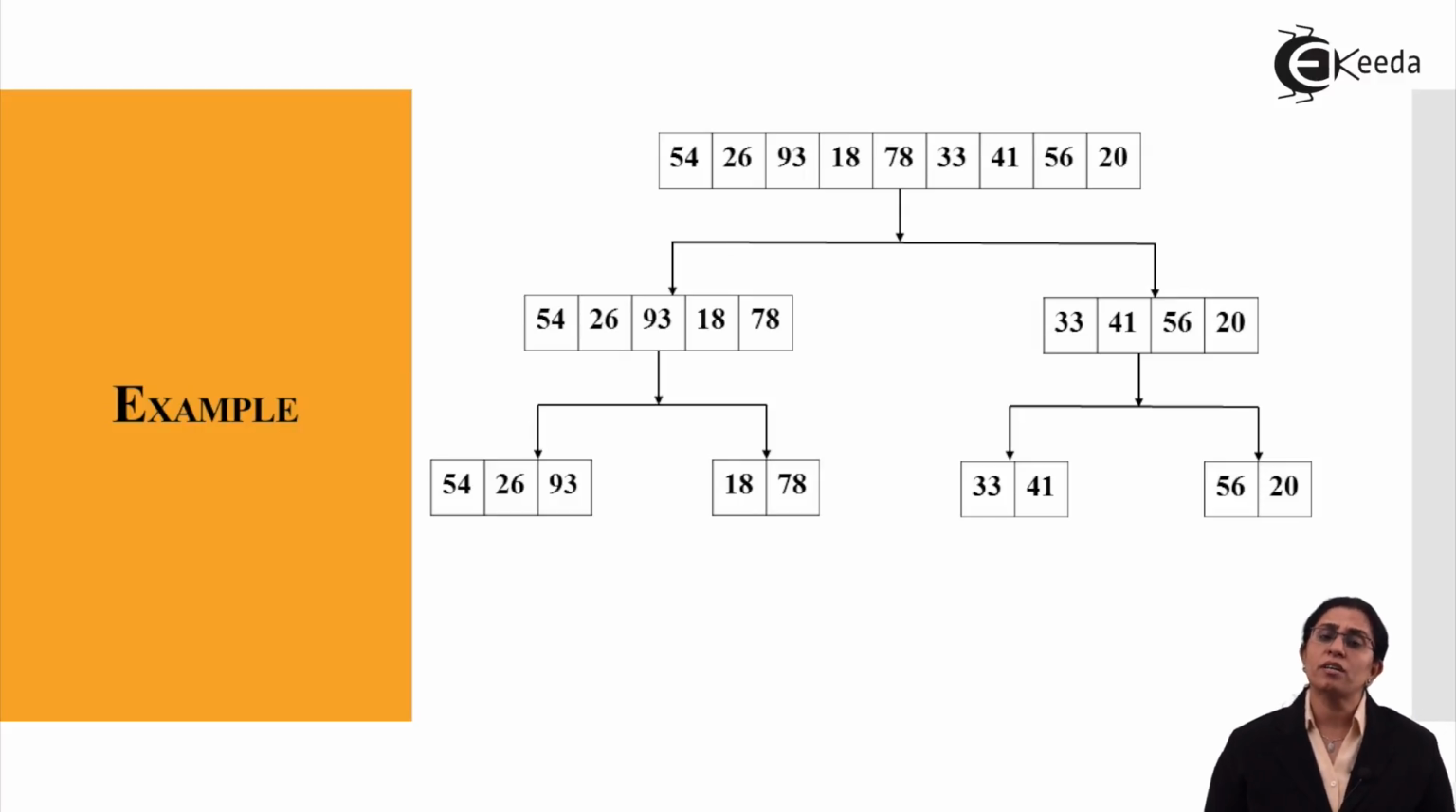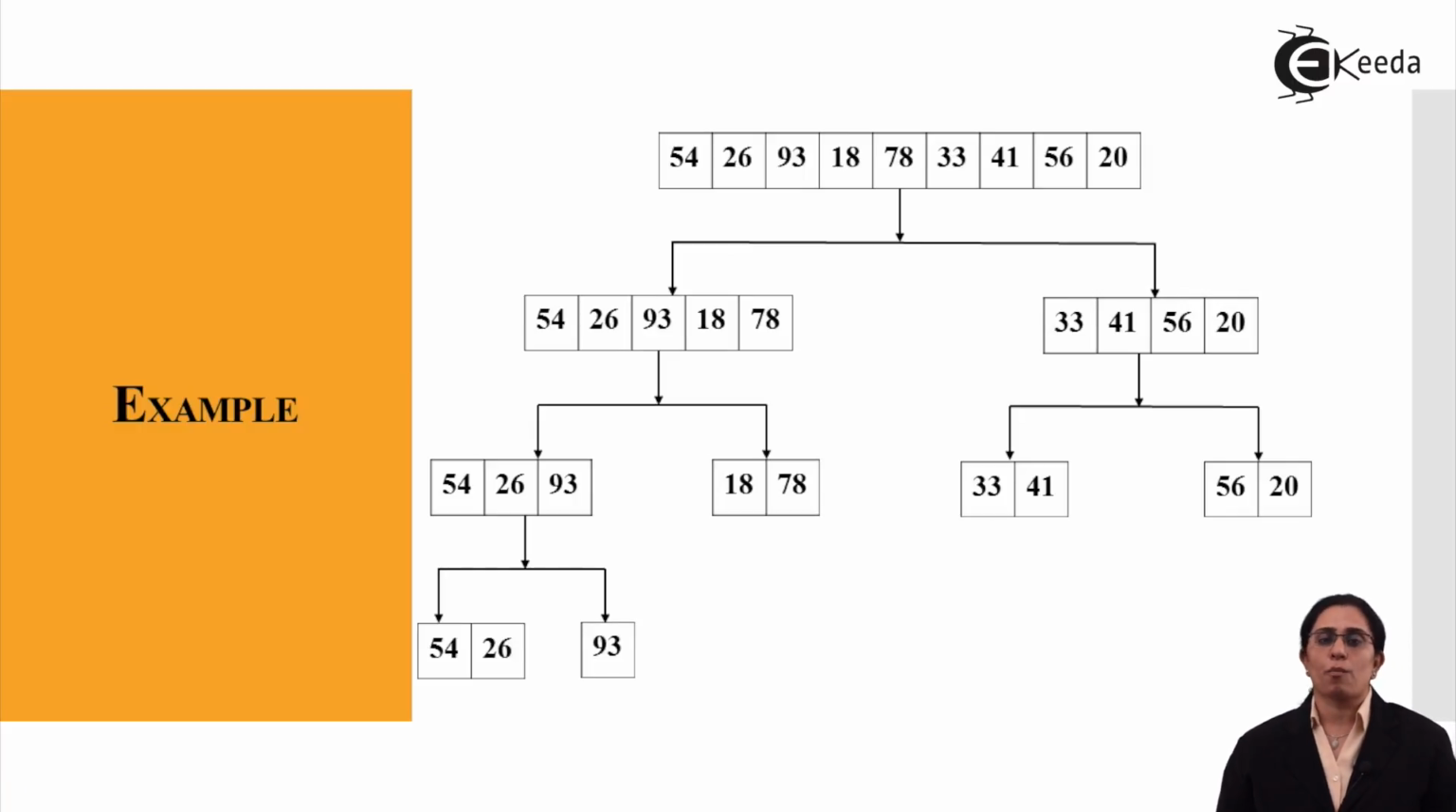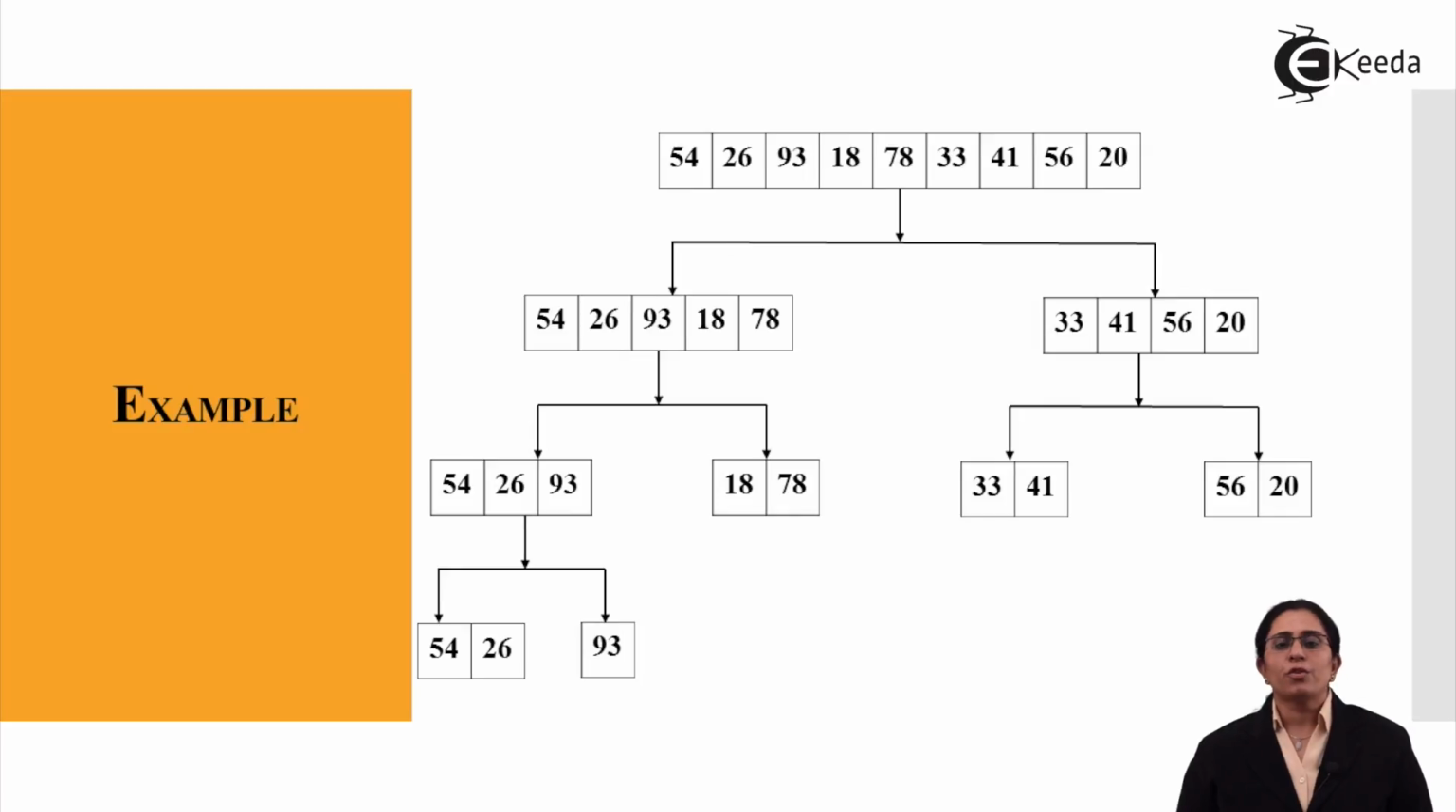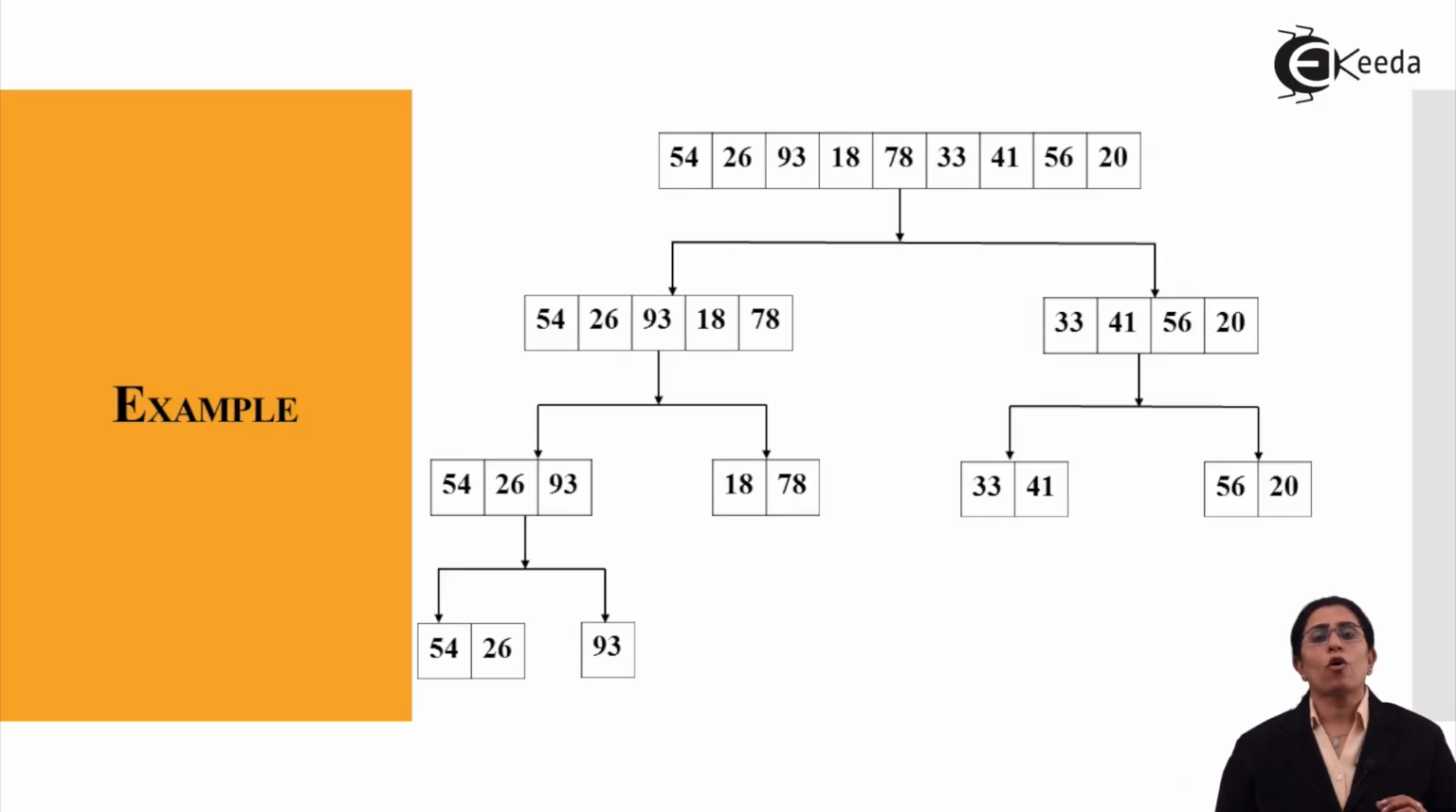So now we go to the left hand side where I have the elements 54, 26 and 93. I split this larger whole problem into a smaller subproblem of 54, 26 and 93. 18, 78 remains there. 33, 41, 56, 20. We do not have to split or subdivide that particular array list further. And wherever we have a single element, we duplicate that particular element.